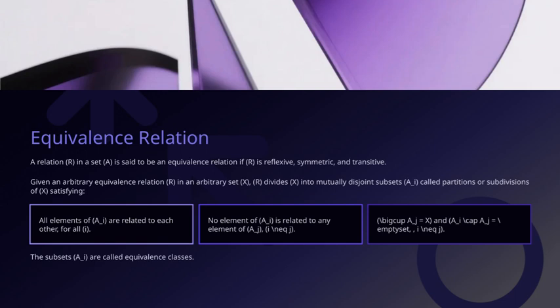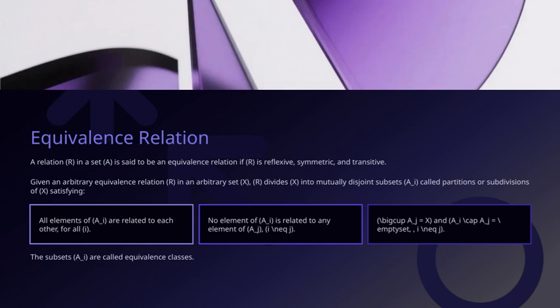Now, an important point here is that no element of one A_i is related to any element of another A_j when i is not equal to j. In other words, these subsets are separated in terms of the relation we're discussing. These subsets are called equivalence classes, and what's key is that within each A_i, all elements are related to each other. This idea of equivalence classes helps us understand how a relation partitions a set into distinct, non-overlapping parts. When we have an arbitrary equivalence relation R on set X, it divides X into these mutually disjoint subsets, which we call partitions or subdivisions.